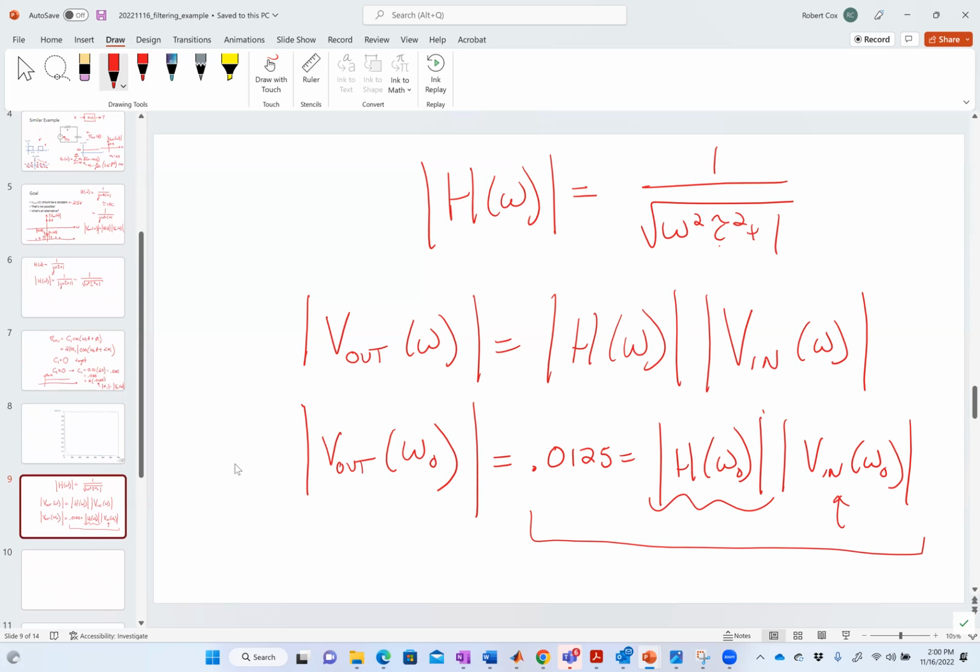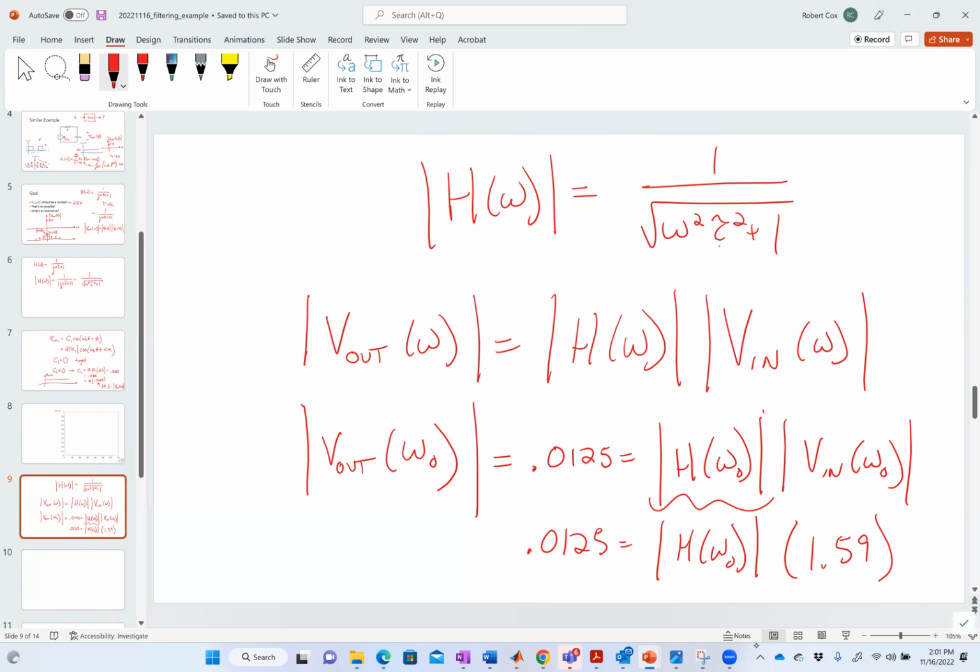All right. So let's just say, for sake of argument, that 0.0125 equals h of omega naught times the magnitude of this, and I think it works out to be about 1.59 for that square wave. All right. What's that tell me? This tells me that the value of h omega naught needs to be what? 0.0125 divided by 1.59. Right?